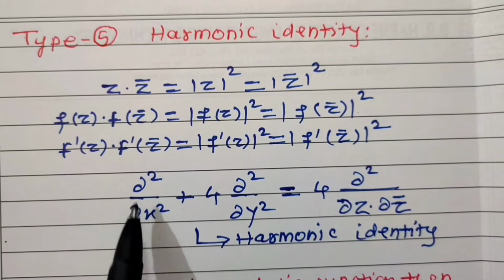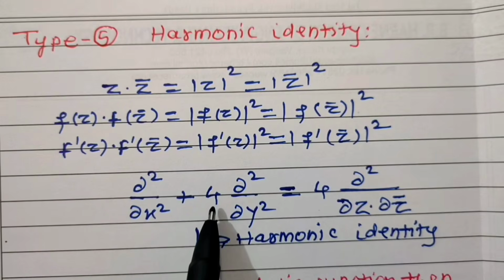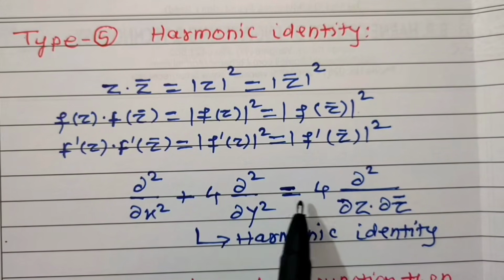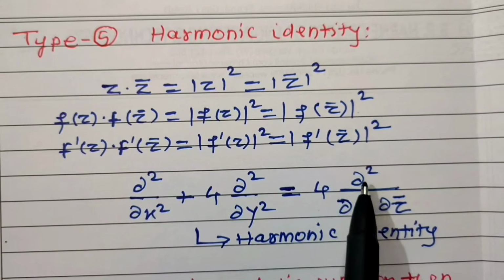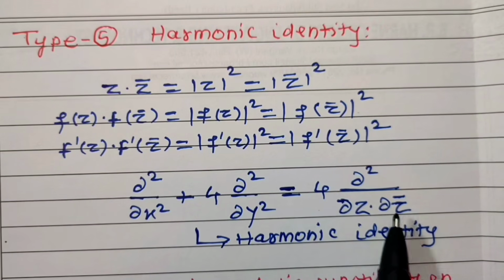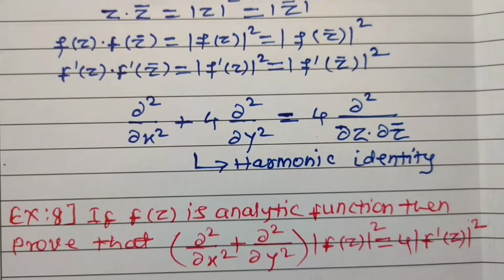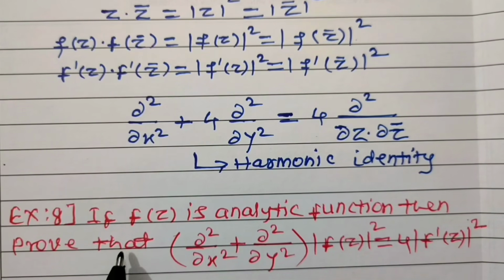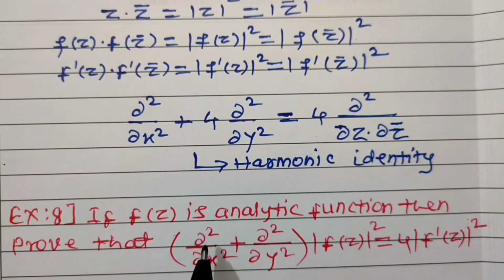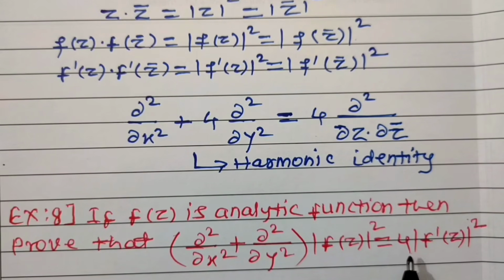∂²/∂x² plus ∂²/∂y² is equal to 4 times ∂²/∂z∂z bar. Now let us solve an example. Example number 8. If f(z) is an analytic function, then prove that (∂²/∂x² plus ∂²/∂y²), this operator applied on the square of modulus of f(z), equals 4 times the square of modulus of f'(z).